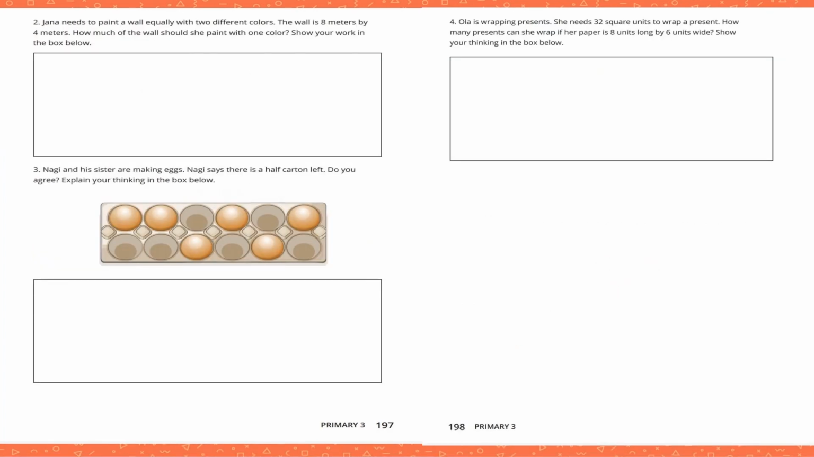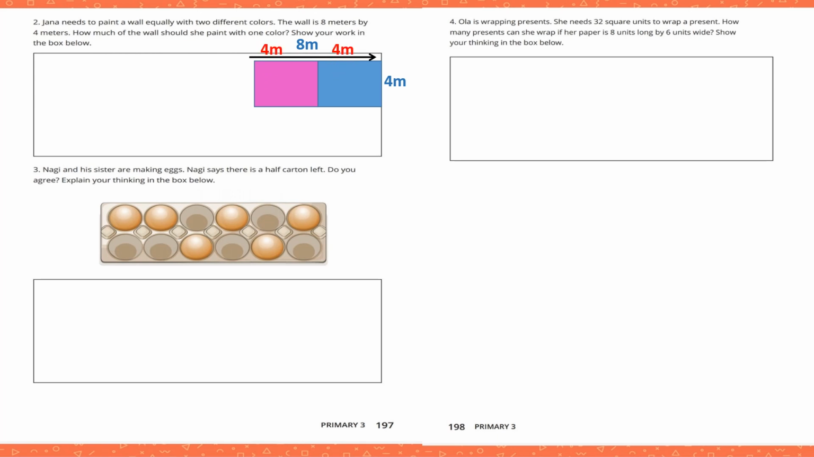Page 197. Jana needs to paint a wall equally with 2 different colors. The wall is 8 meters by 4 meters. How much of the wall should she paint with one color? Show your work in the box below. So I will draw a rectangle with the 2 different colors, the purple color and the blue color. Okay?